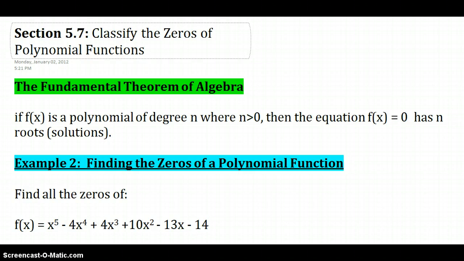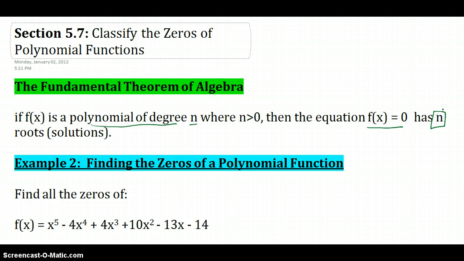The fundamental theorem of algebra states that if you have some polynomial with a degree of n, where n is greater than 0 (you can have a degree of 0, but then it would just be a constant), then if you set that equation equal to 0, that polynomial has n roots, or n solutions.